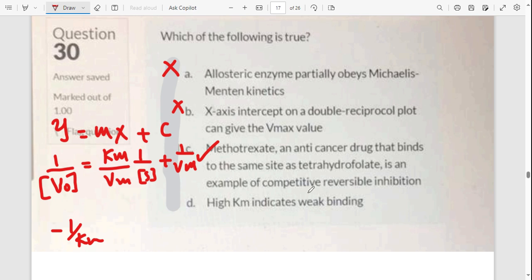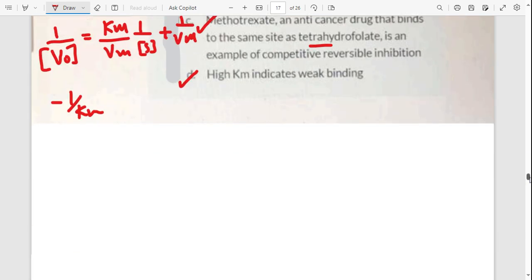In other words, it competes on the binding site where tetrahydrofolate is supposed to bind. So it's a competitive inhibitor. You can reverse it if you increase the concentration of the substrate. High Km indicates weak binding. This is also true. Low Km indicates strong binding.